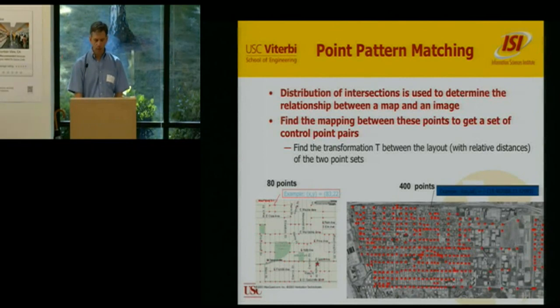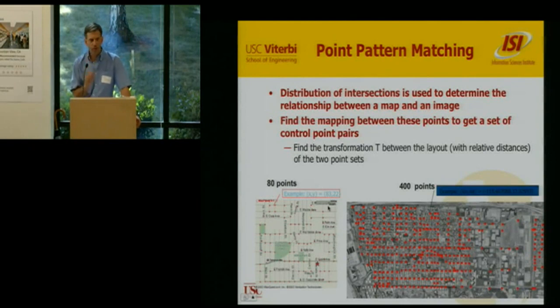And so what we're doing is essentially finding a mapping between these points. On the left here, you see we've extracted some set of intersection points. There's 80 points here on this map. And on the right, we have the intersection points that have been identified on top of this image. And we're looking for the mapping between these two. Okay? So we're essentially trying to find this transformation between these two.